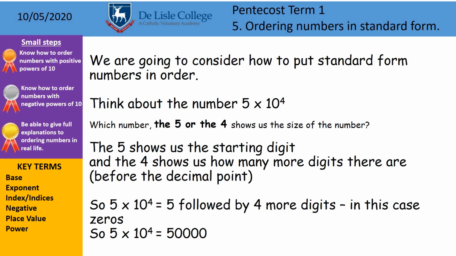So moving forward, if we knew the number 5 times 10 to the power of 4, is it the 5 or the 4 that shows us the real size of the number? Well, the 5 shows us the starting digit of the number, and the 4 shows us how many more digits there are before any decimal point. So 5 times 10 to the power of 4 is 5 followed by 4 more digits, which in this case are zeros. So 5 times 10 to the power of 4, we all know, is 50,000.